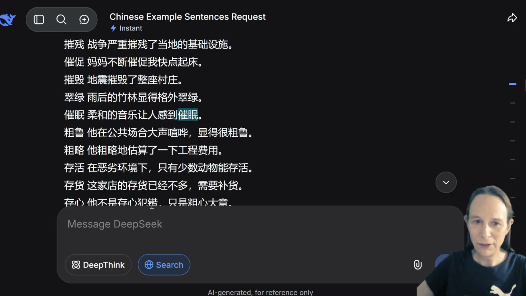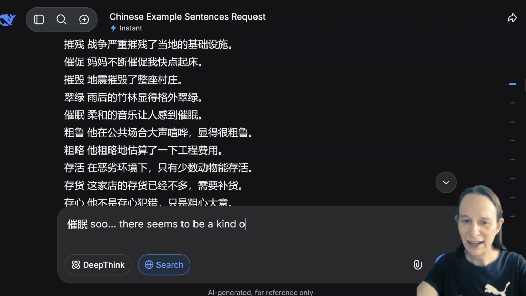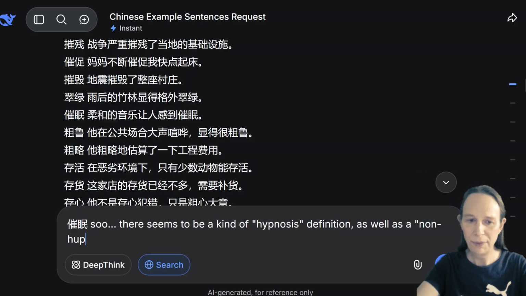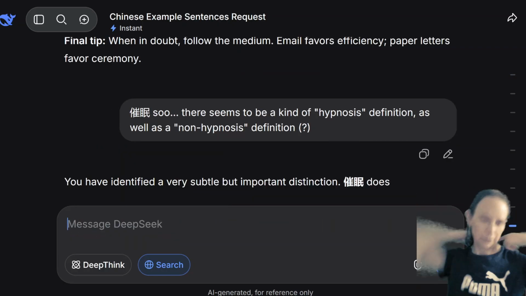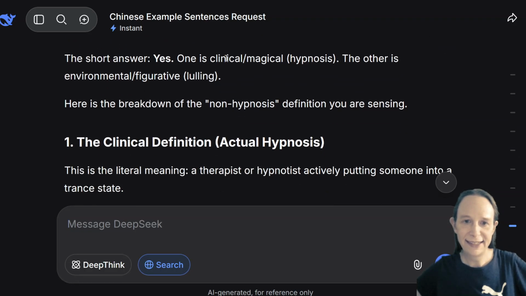So let's talk about this. 催眠. So there seems to be a kind of hypnosis definition as well as a non-hypnosis definition. Two overlapping distinct senses. One is clinical / magical. The other is environmental figurative, lulling.